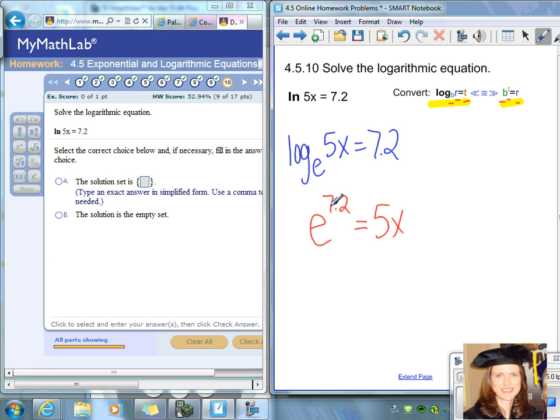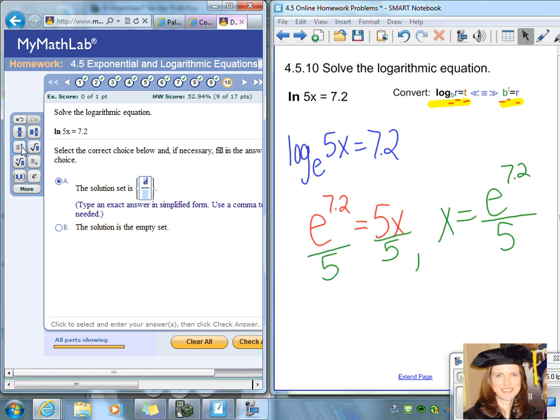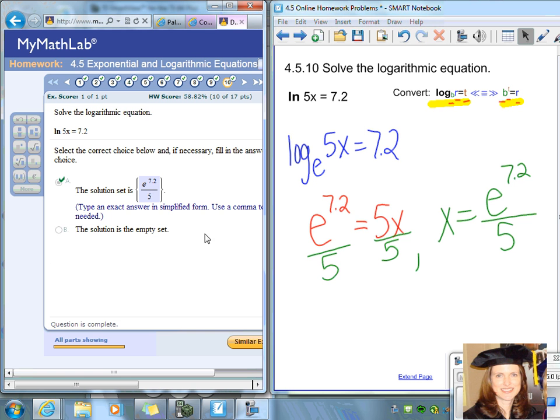Now we have e to the 7.2 power equals 5x. We want to solve for x by dividing both sides by 5. So we get x equals e to the 7.2 divided by 5. It does say to give the exact answer here, so I'm not going to estimate this with a calculator. The answer I have is a fraction: e raised to the 7.2 power divided by 5. So the key to solving this is to convert the logarithmic equation to an exponential equation.